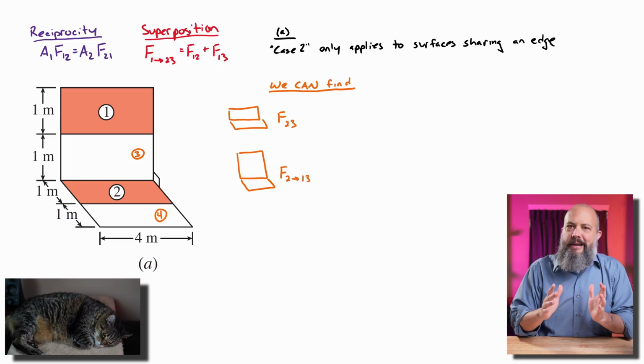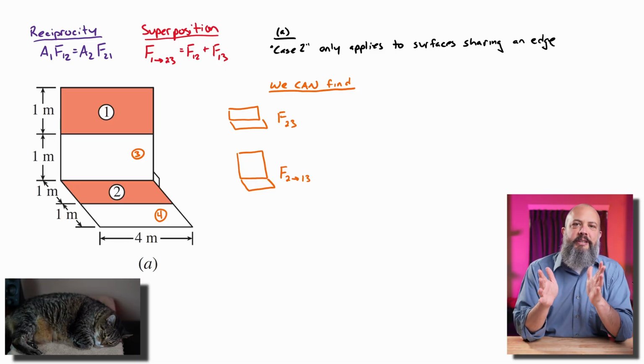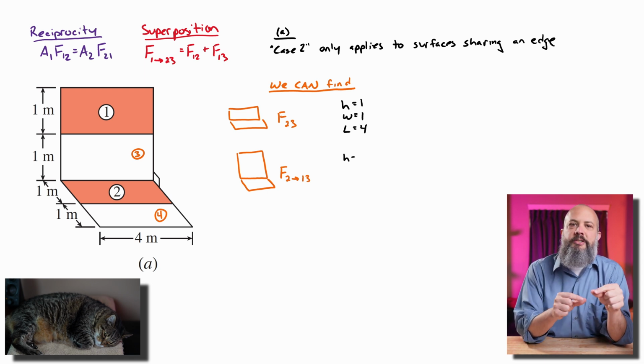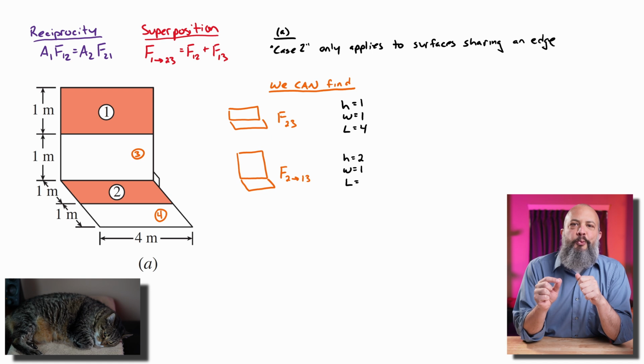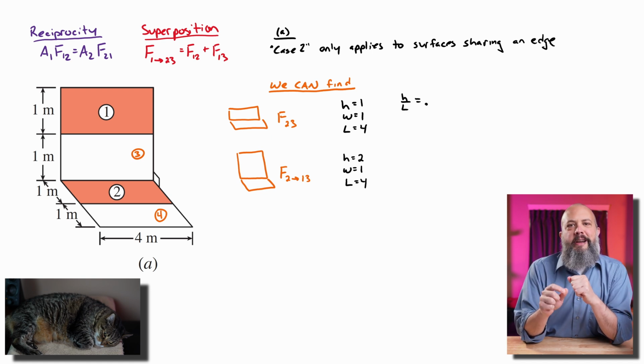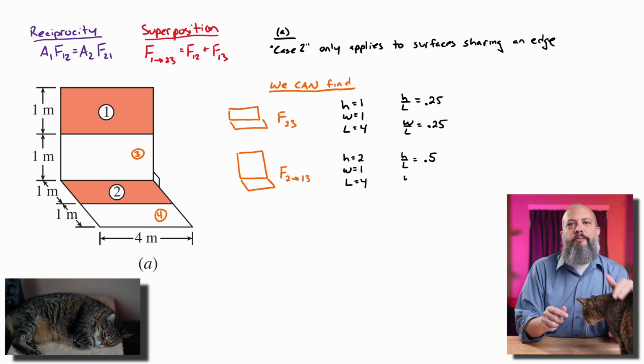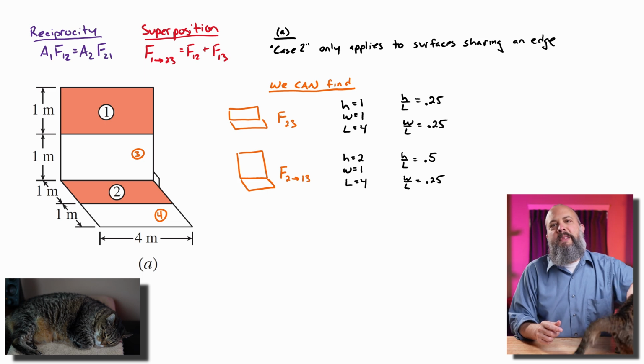So we'll start off by going ahead and looking up and using these tables just to get these first couple of shape factors. So for F2,3, the 2 small surfaces, height, width, and length are 1, 1, and 4. And in order to look these up in the figure, I'm going to need H over L and W over L, which are both 0.25.